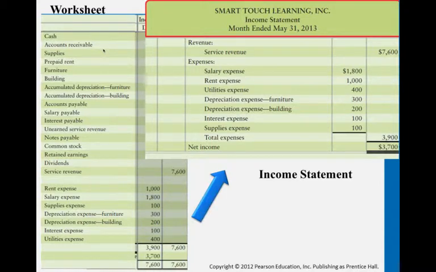Really, we're just capturing worksheet information and copying it to a statement format that has the company name, the type of the statement, and the time period. If it's a monthly statement, it will be month ended, certain date. If it's a yearly statement, it will state year ended, certain date. At the end, the goal here is to get to net income or net loss. Again, profitability of the business. Profitability is the main goal for the income statement.